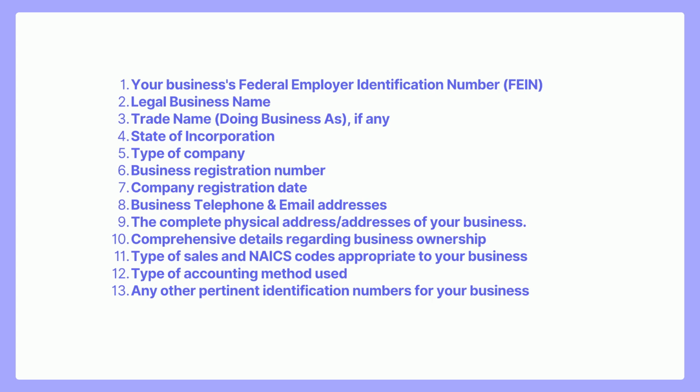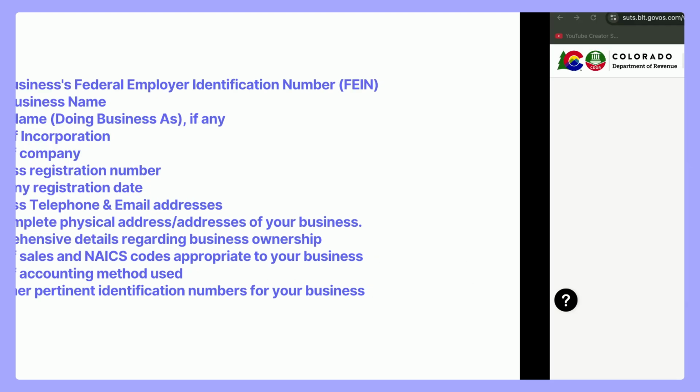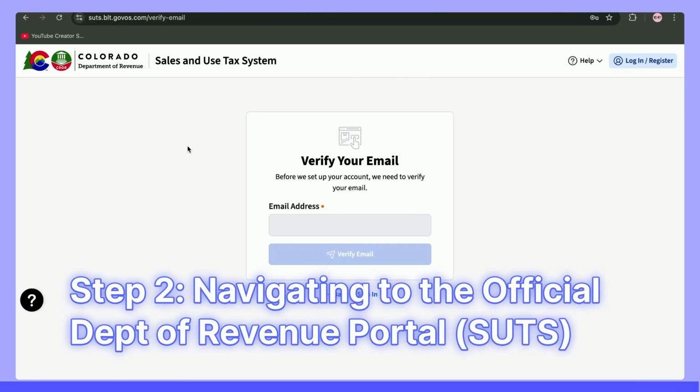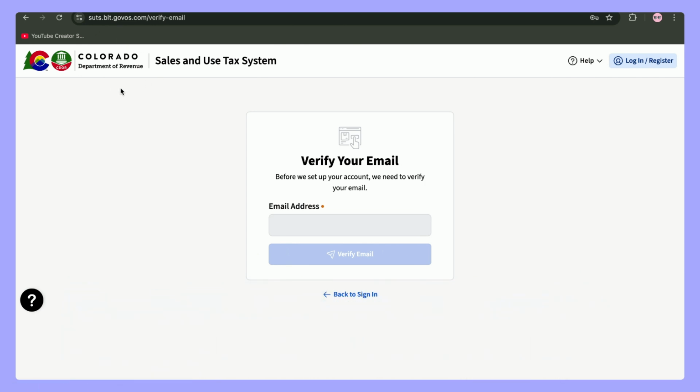Once you have this, we're going to get on to the second step, which is navigating to the SUTS website, which is Colorado Department of Revenue's official website. You can directly type in suts.blt.govos.com, and that'll lead you to this page. You're going to click on sign up and type in an email address that you can use to set up this account. Let's do that.